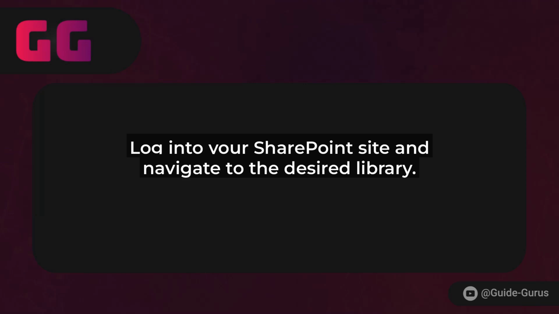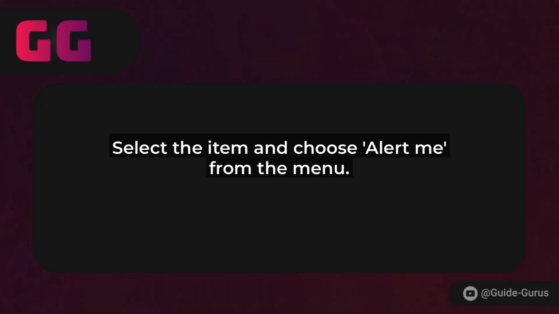First things first, make sure you're logged into your SharePoint site. If you're new to this, head over to office.com and sign in with your Microsoft account. Once you're in, navigate to the specific site, library, or list where you want to set the alert. For example, if it's a document library, click on it to open.